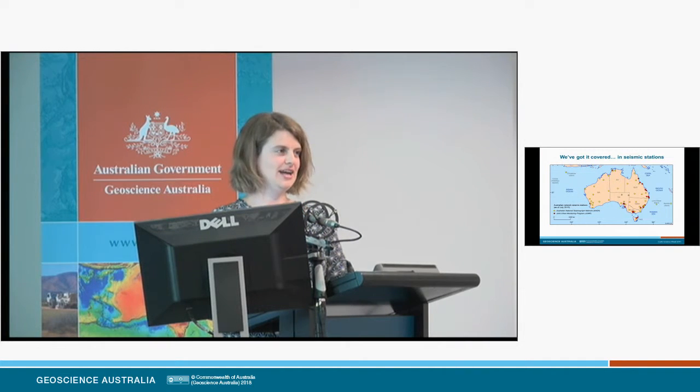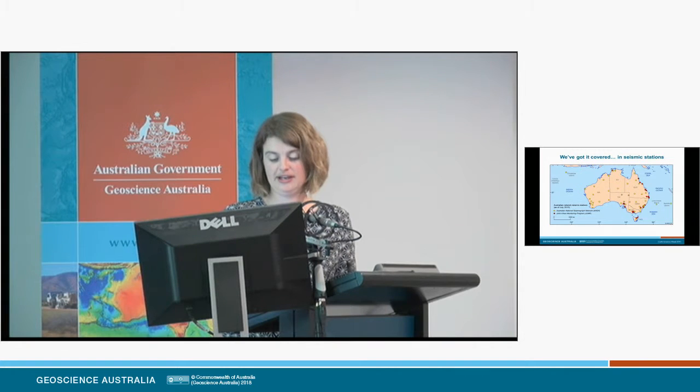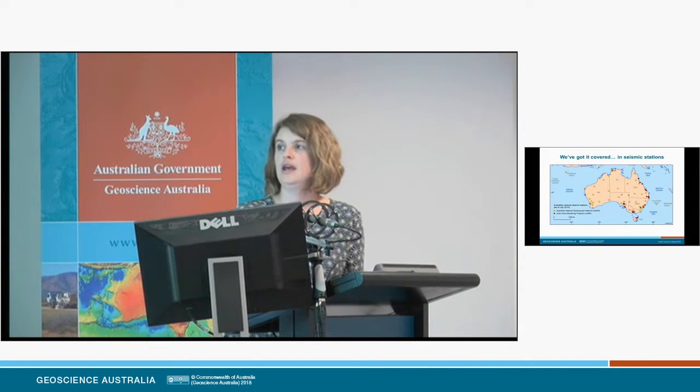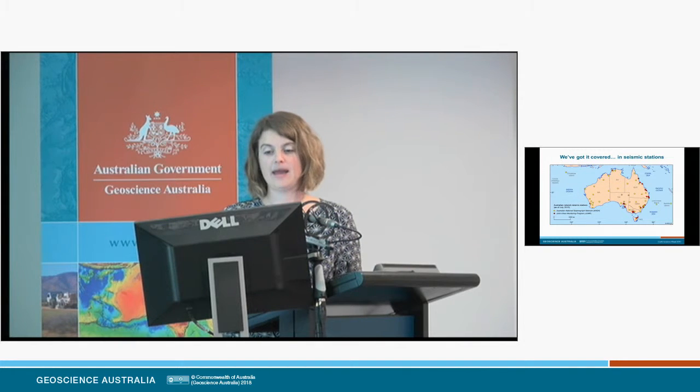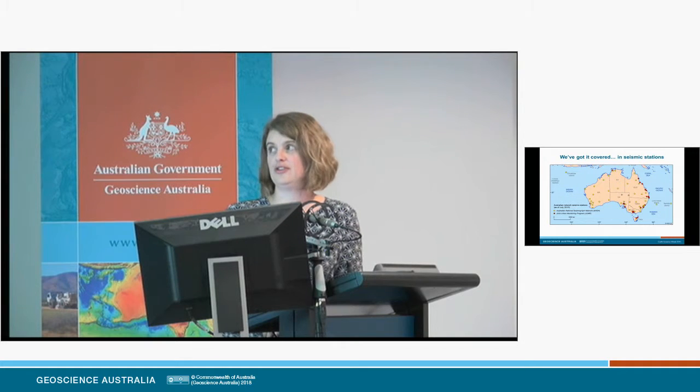Well, we've got Australia covered in seismic stations. We've got a network of the Australian National Seismograph Network, which is highlighted in yellow, and the Joint Urban Monitoring Program network as well. So together we've got Australia covered in about 100 stations. So we're able to do adequate monitoring of our continent, and I should also mention we've got stations on the offshore territories as well.